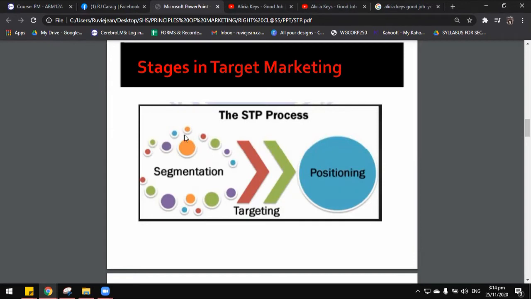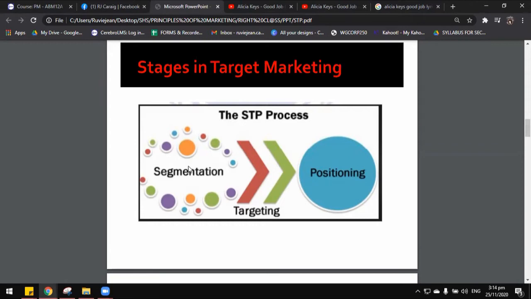So, first, let's talk about segmentation. The first of this stage is what we call market segmentation. This refers to the process of dividing your consumer markets into smaller groups of consumers. Marketers aim to focus on these specific needs of the consumer groups and make sure that their products or brands respond to these needs. So as we go through our PowerPoint presentation, you will be able to dig in deeper to the definition of segmentation.